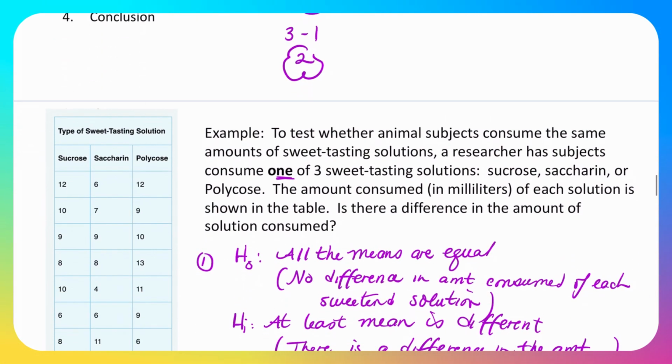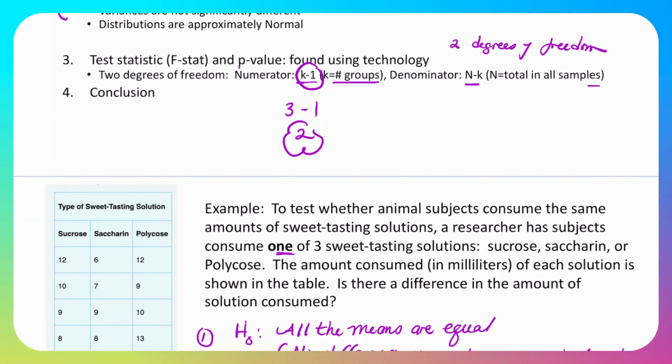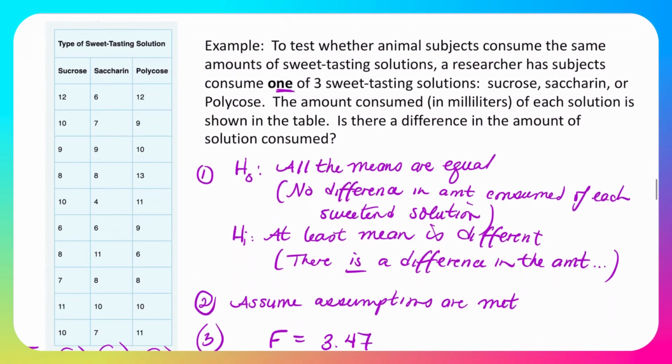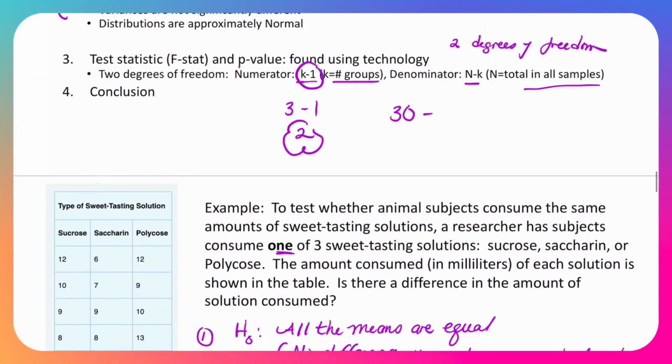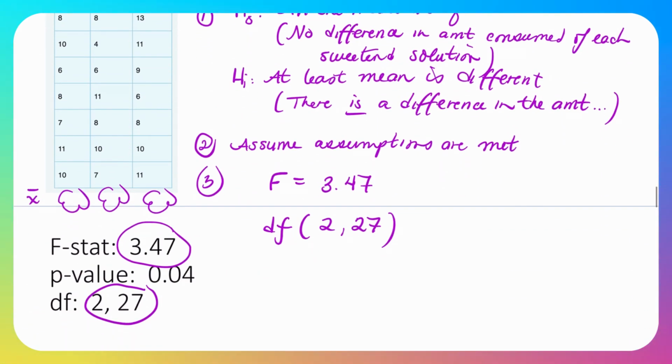And for the other, it's the total number in all the samples. So if you count that up, 3 groups of 10, that's 30, minus the total number of groups, so 30 minus 3. And that's how we get the second degrees of freedom. So that's how we got these two numbers. And we have a p-value of 0.04, which we know is less than 0.05.